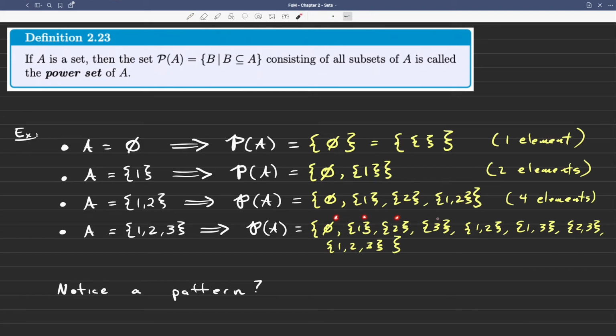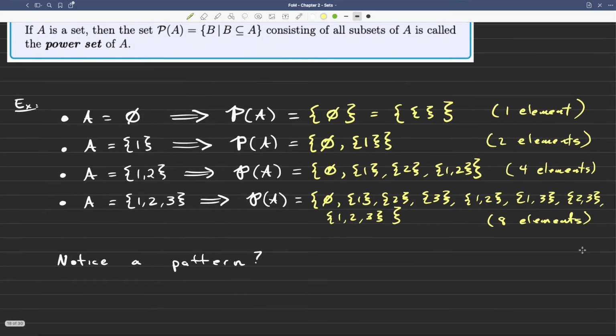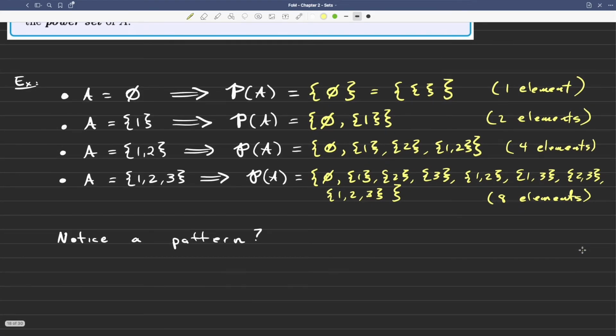1, 2, 3, 4, 5, 6, 7, 8 elements. So I ask you down here at the bottom, do you notice a pattern in terms of how many elements are in the power set of an n element set? So the pattern is it's powers of 2, right? So if you have 0 elements, you get 2 to the 0, that's 1. If you have 1 element, you get 2 to the 1.